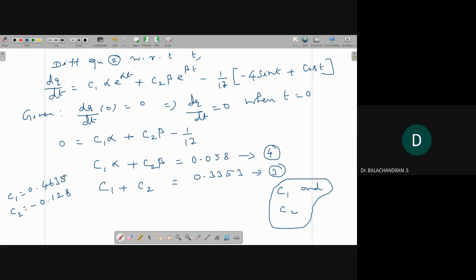The remaining students should check again. Once again, and if there is any correction, please post in the group. So once you got the values of C1, C2, as I already told, substitute in the equation 2. Okay, now I'll go to the next problem.